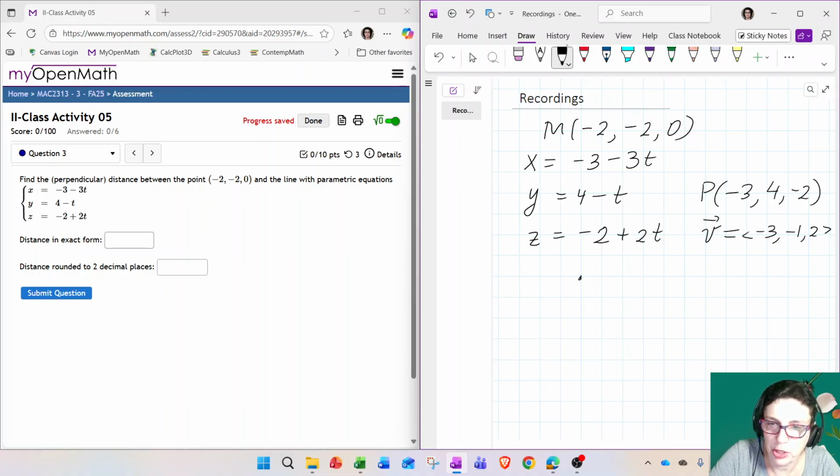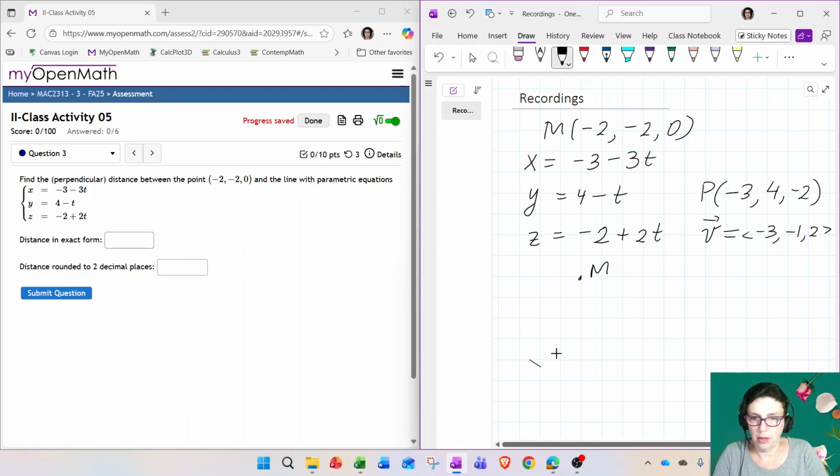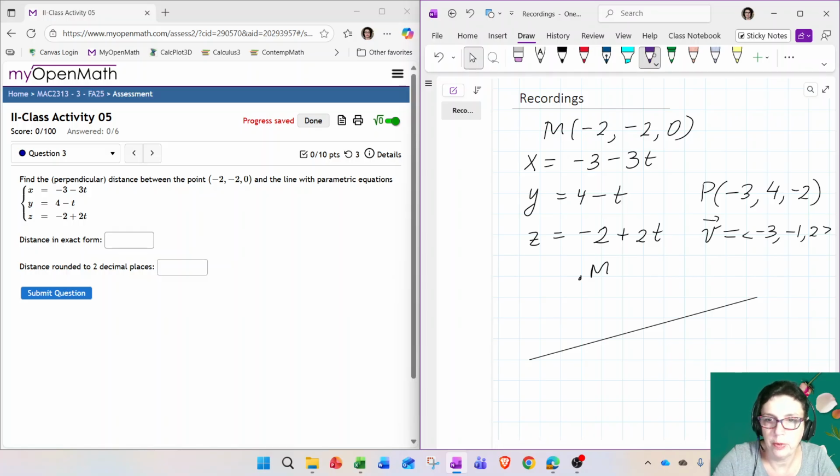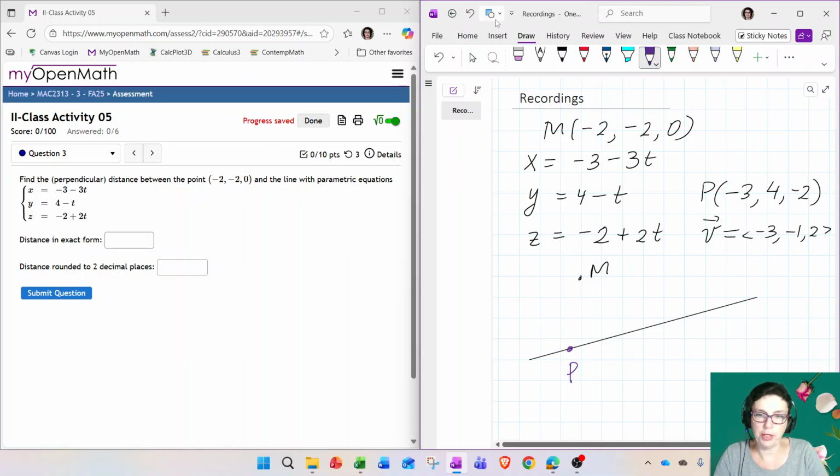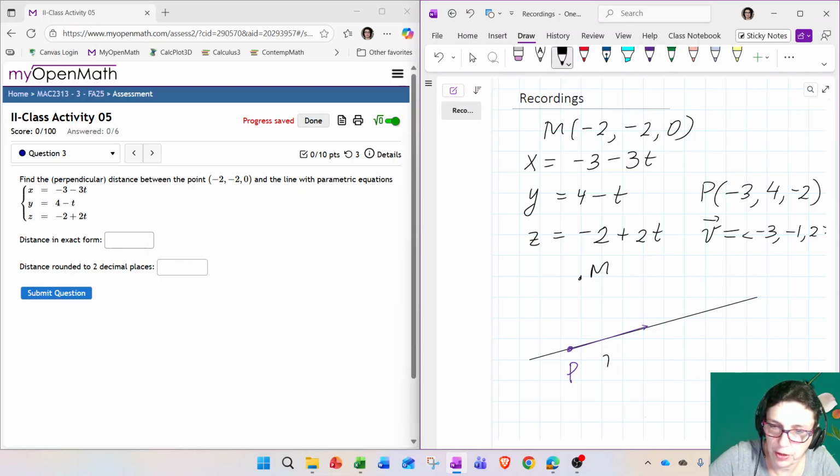Just imagine that you've got some point M, and then some line. On the line we've got a point that we identified, and that point is P. We also have a vector that shows the direction of this line. This would be a vector that starts at P and just goes along the line. So this right here is your vector V.